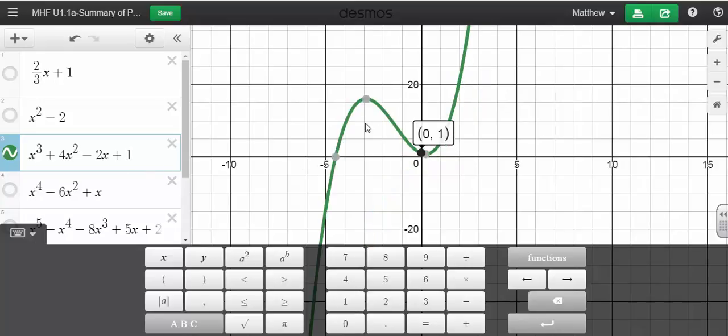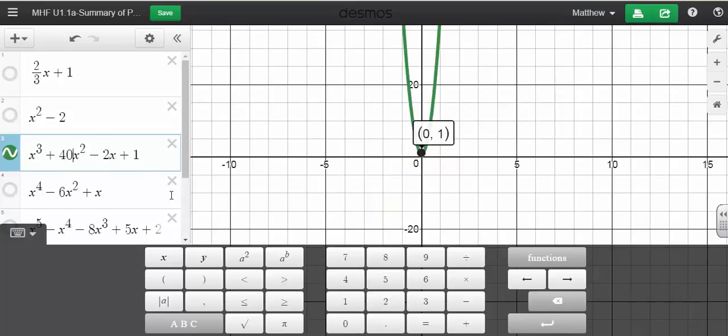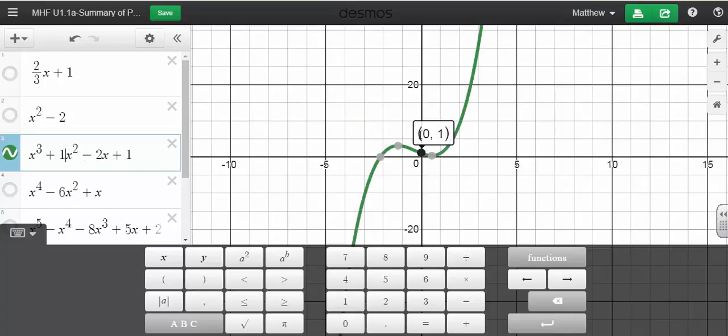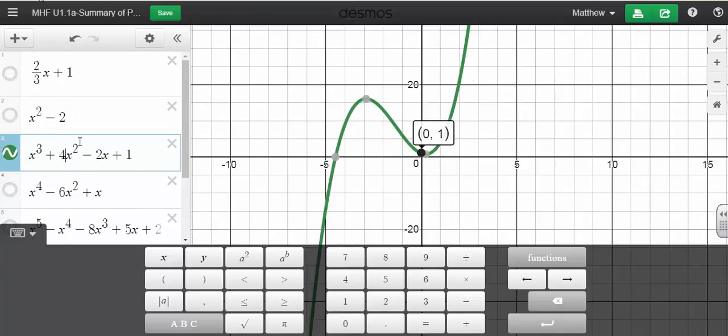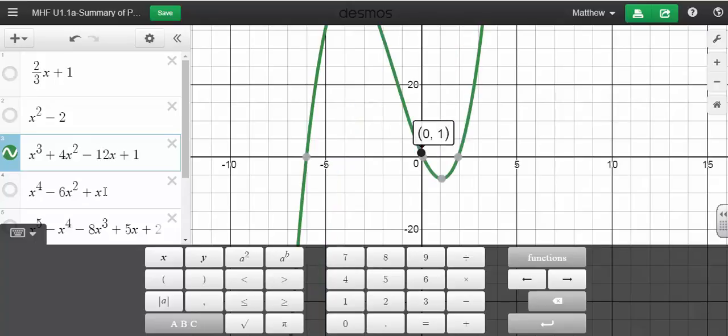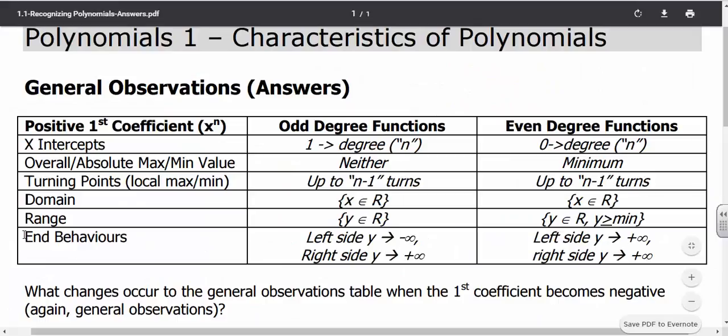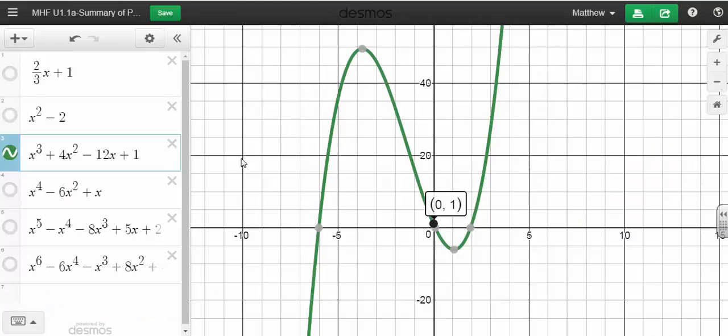When I put this back in, I get varying heights for my local maximums and minimums. And of course, as these values become larger or smaller, they'll make more or less difference on the graph. And the reason for that is kind of an important one. And it kind of leads to this end behaviors thing that I tend to get more questions about than anything else.